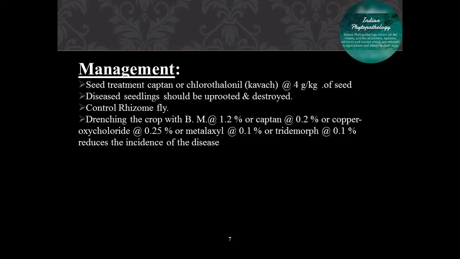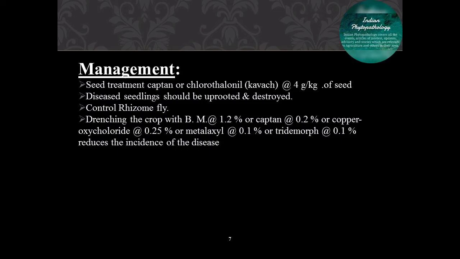Similarly, there is an association of rhizome fly in severe infection of this rhizome rot. That means rhizome fly with these three fungal pathogens can collectively cause rhizome rot or soft rot of ginger. So insect vectors are also responsible for spreading this disease. For management of rhizome fly, we should apply drenching with an insecticide like Nuvan, that is chlorpyrifos. It is recommended for drenching and controlling this rhizome fly.